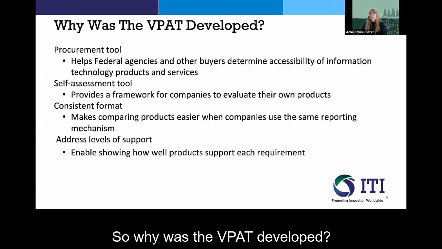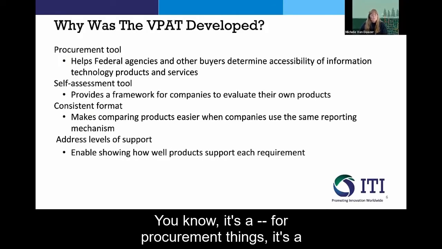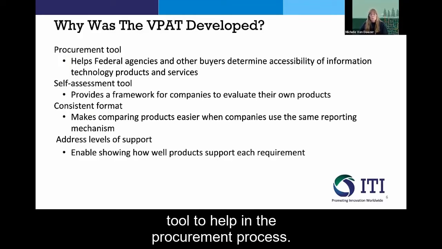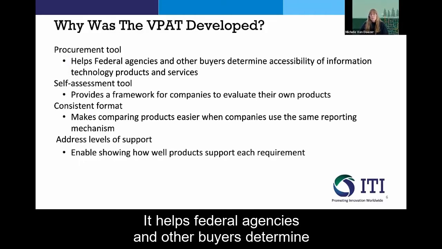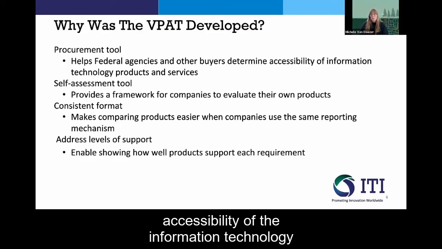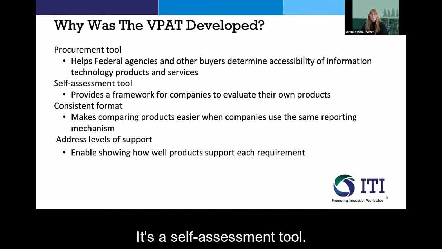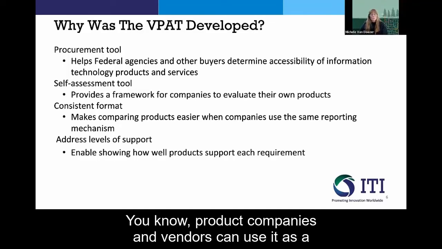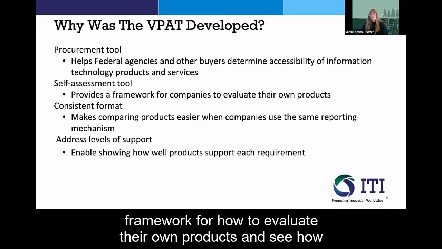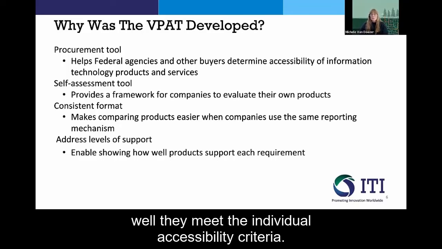So why was the VPAT developed? For procurement, it's a tool to help in the procurement process. It helps federal agencies and other buyers determine accessibility of the information technology products and services that they're trying to purchase. It's a self-assessment tool. Product companies and vendors can use it as a framework for how to evaluate their own products and see how well they meet the individual accessibility criteria.